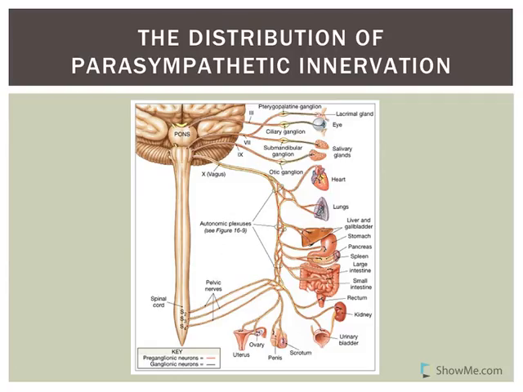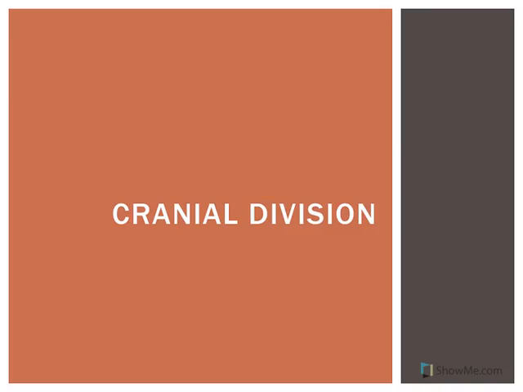So look at the various structures that are innervated by the parasympathetic nervous system. So the cranial division is going to innervate structures in the head and in the thoracic cavity and in the abdominal cavity because of the vagus. The sacral division is going to innervate structures in the pelvic cavity as well as the lower abdominal cavity. So we're going to start first with those associated with the cranial division.